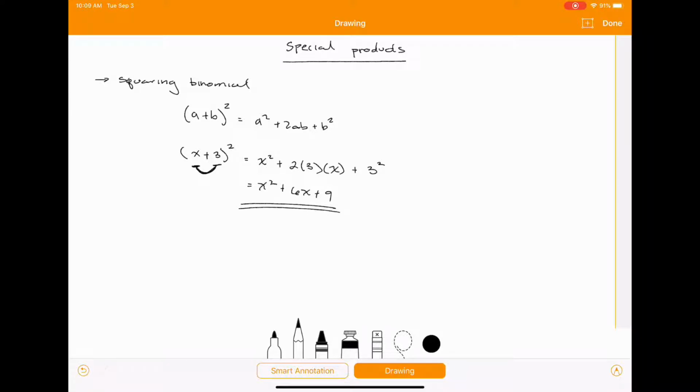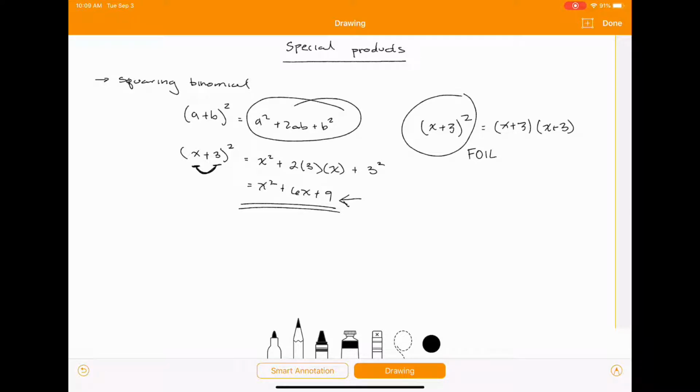Now, you can also remember that x plus 3 squared equals x plus 3 times x plus 3, and then just FOIL like we've done in the past, and you'll get this same answer. But every time that you FOIL a squared of a binomial, you're going to end up with this. So this is just kind of a shortcut way on how to perform that.